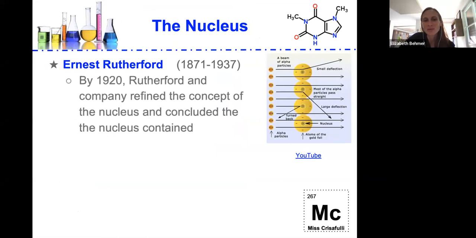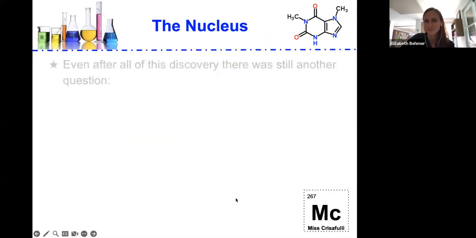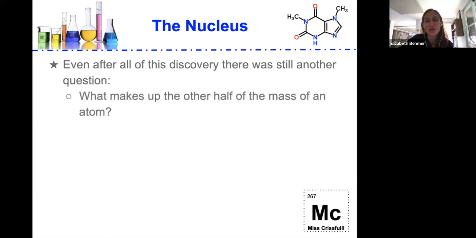So by 1920, Rutherford and company refined the concept of the nucleus and concluded that the nucleus contained positively charged particles called protons that accounted for slightly less than half of the mass of the atom. A proton was about 1.67 times 10 to the negative 24 grams. But what makes up the other half of the atom? Even after all this discovery, there was still another question: what makes up the other half of the mass of the atom?